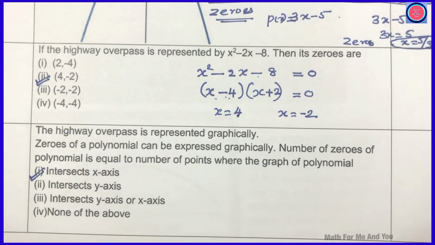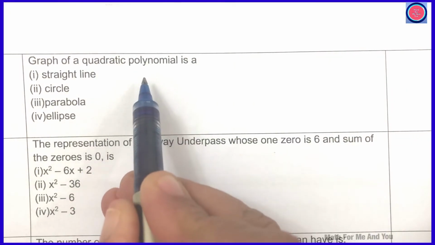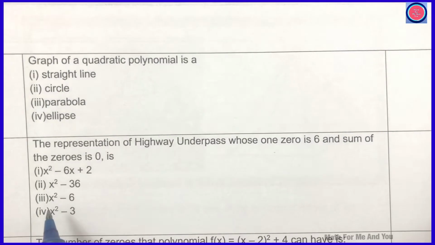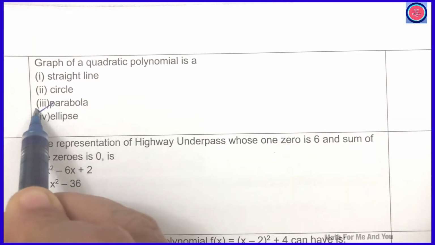Now the second question. Okay, here the question is the graph of a quadratic polynomial is what? We know it is parabola. So third option is correct.